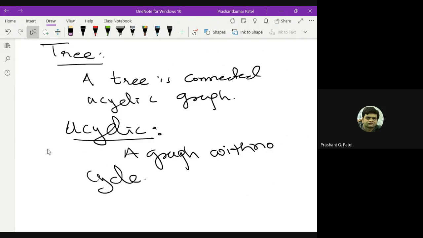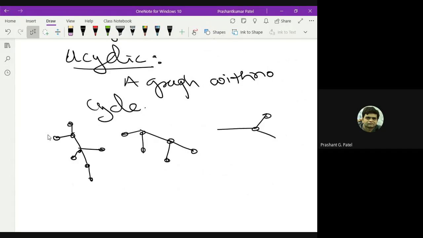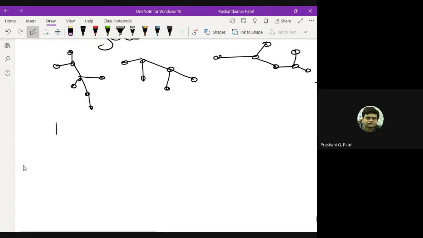It's called an acyclic graph. For example, we can draw a tree like this. So this is a tree. Okay, so these are examples of a tree. It is an acyclic graph, that means there is no cycle and it has to be connected. Okay, once you have a tree, then you can talk about the leaf of a tree.